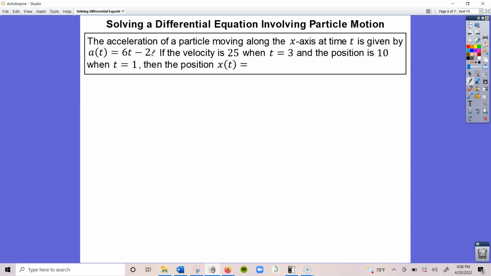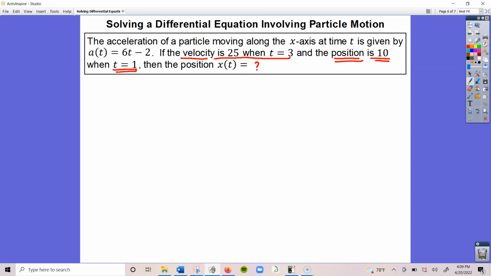We have here the acceleration of a particle moving along the x-axis at time t is given by a of t equal to 6t minus 2. If the velocity is 25 when t is equal to 3, and the position is 10 when t is equal to 1, then the position x of t equals.